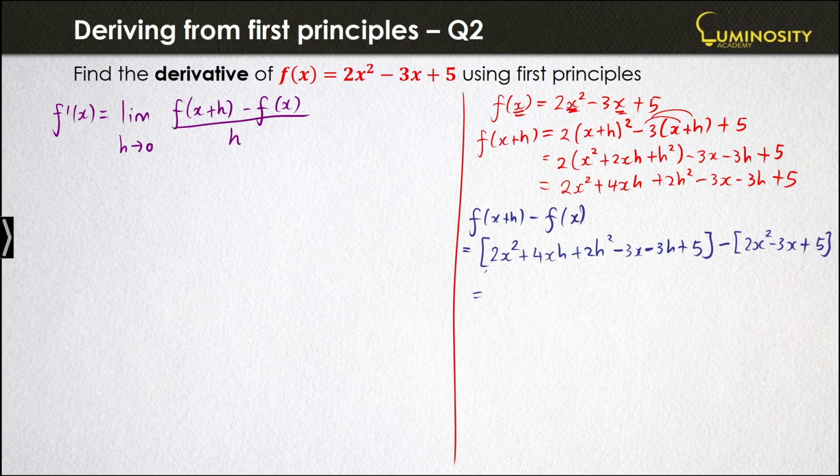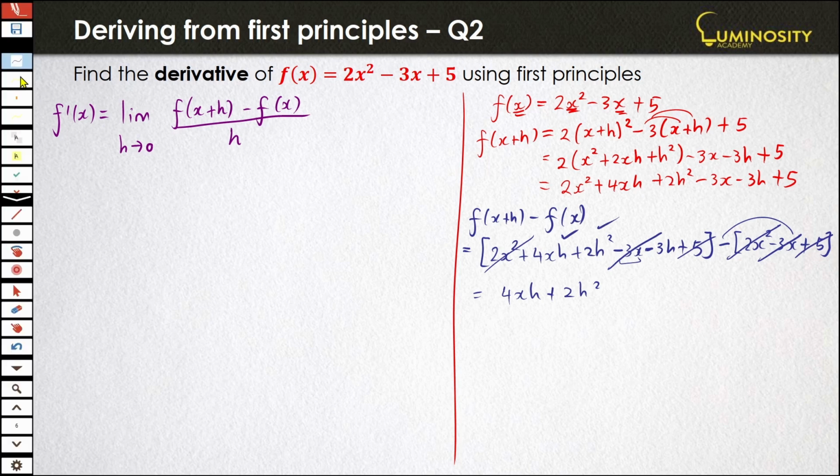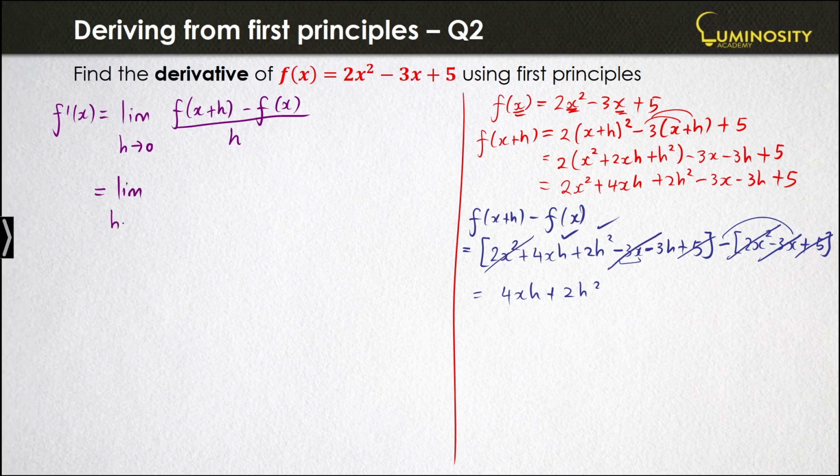So let's see, the 2x squared will cancel with that 2x squared. Then I'll have negative 3x plus 3x, that will cancel. And then the 5 minus the 5 will also cancel. So I'm left with 4xh plus 2h squared. All right, so that cancels out very nicely for us. So now this is equal to the limit as h approaches 0 of 4xh plus 2h squared.